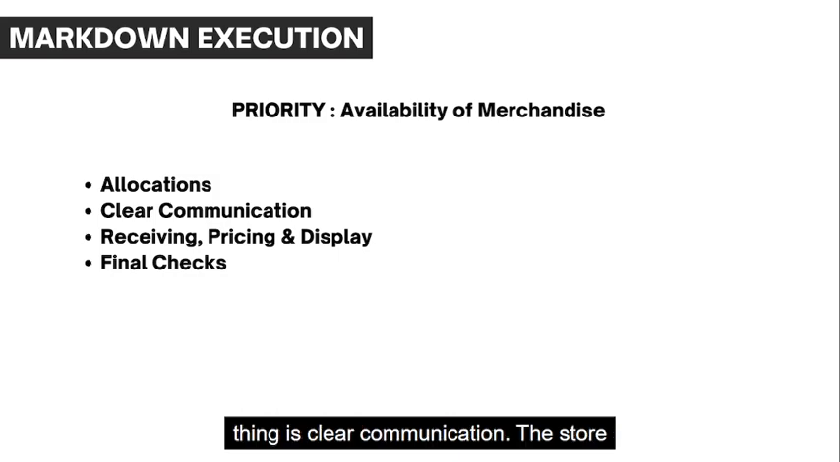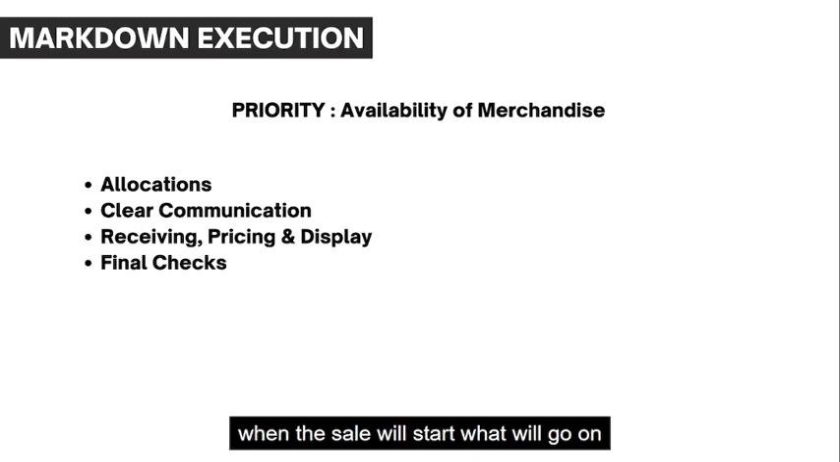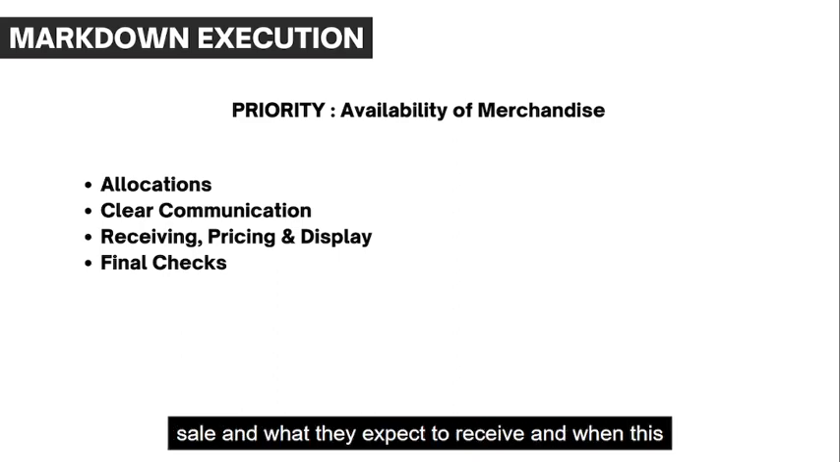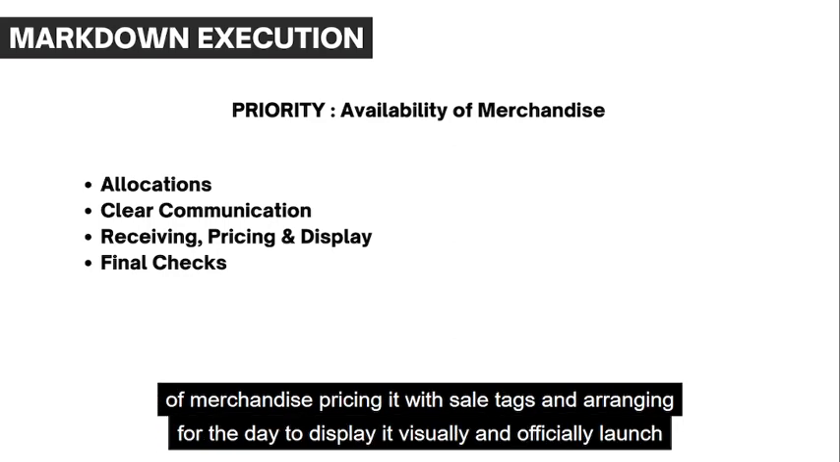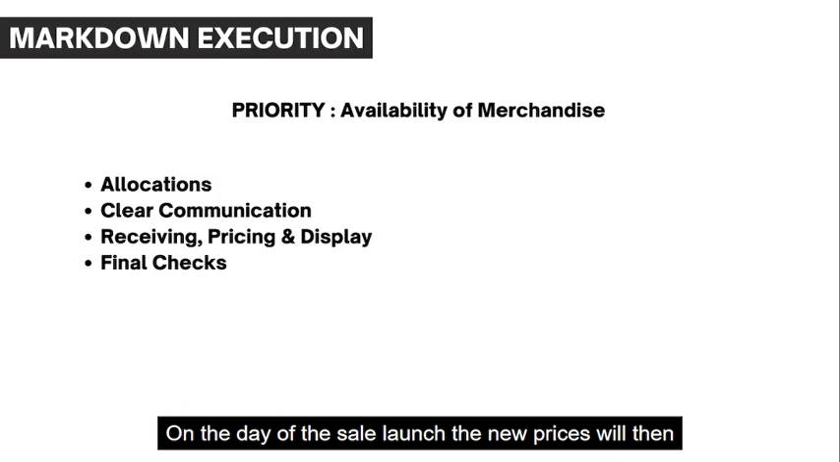The second thing is clear communication. The stores should receive a clear instruction for the sale that details when the sale will start, what will go on sale, and what they expect to receive and when. This is important so that they can plan their own execution for the sale on the floor, which will include the receiving of merchandise, pricing it with sale tags, and arranging for the day to display it visually and officially launch the sale.